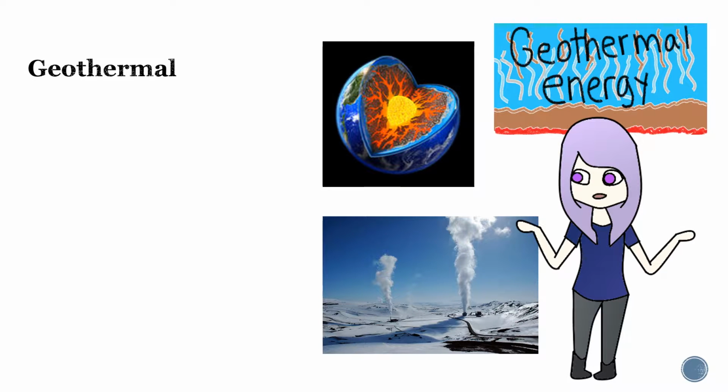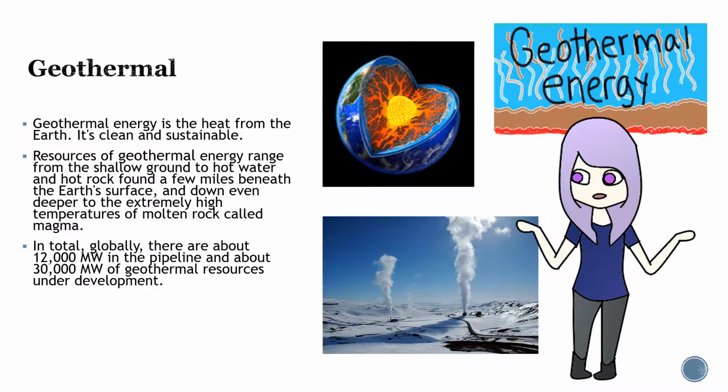Geothermal energy. Geothermal energy is the heat from the earth. It's clean and sustainable. Resources of geothermal energy range from the shallow ground to hot water and hot rock, found a few miles beneath the Earth's surface, and down even deeper to the extremely high temperatures of molten rock, called magma. In total, globally, there are about 12,000 megawatts in the pipeline, and about 30,000 megawatts of geothermal resources under development.